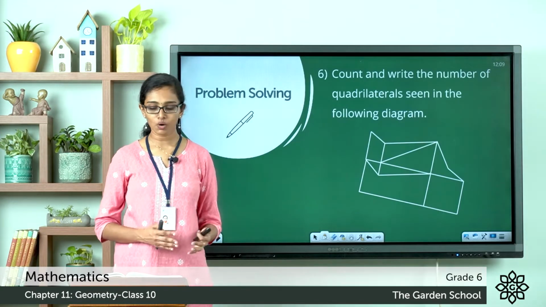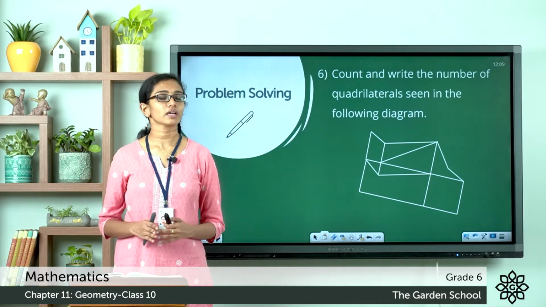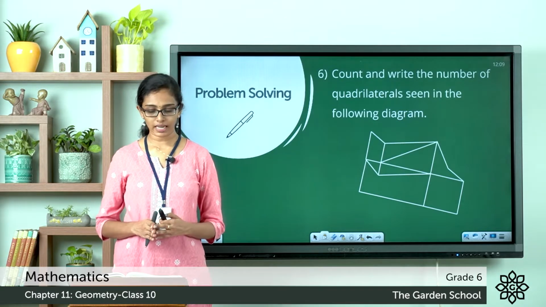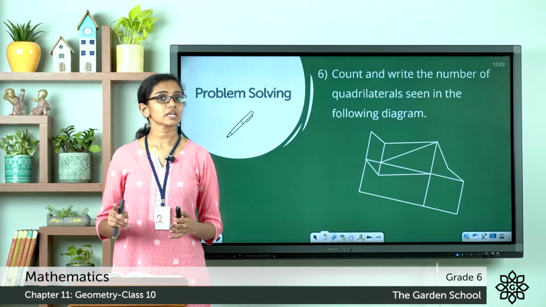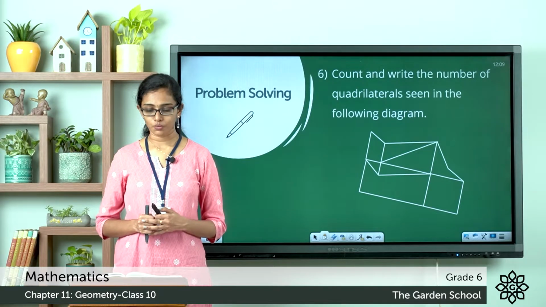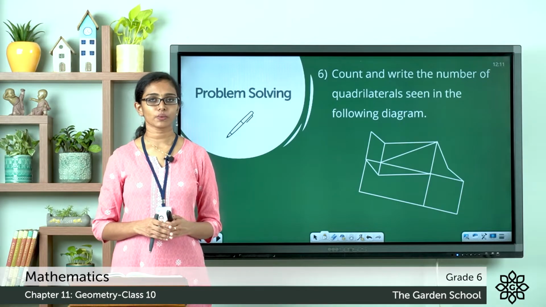It says count and write the number of quadrilaterals seen in the following diagram. So please look at your textbook. You can see a diagram given there, and you have to count the number of quadrilaterals given in the diagram and write its count. Hope the question is clear to you.